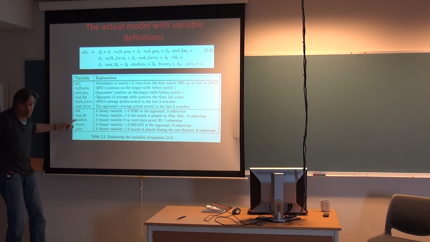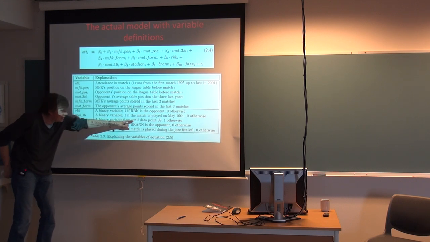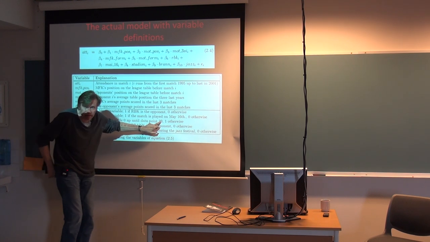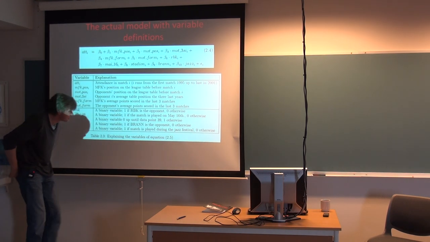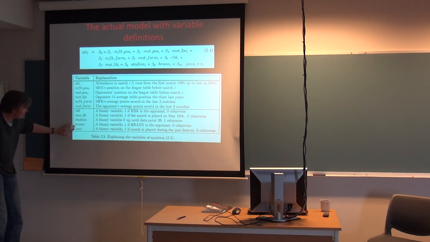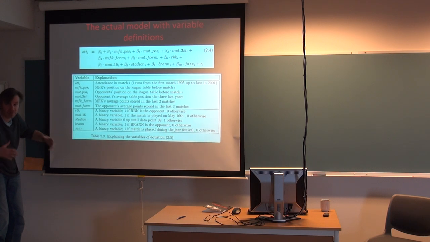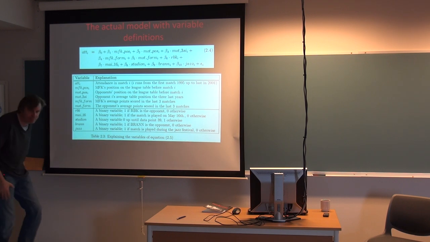The stadium variable we already discussed. It's zero up until data point 39 in this case, when the new stadium was built, and it's one after that. And of course, there is a jazz festival here, and normally there is a home match during it. Then there are more people here, so you'd expect more people to come. Okay. So this is the setup.